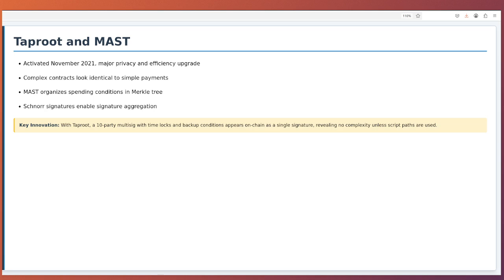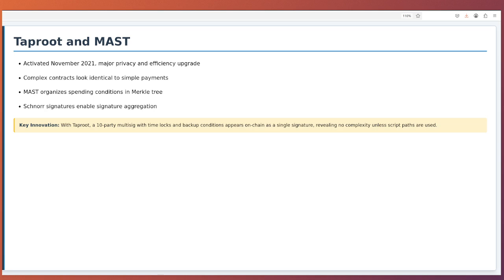Taproot outputs commit to a public key and optionally to a Merkle tree of alternative spending scripts. In the simple case where parties cooperatively agree, spending just requires a signature from the committed key, appearing exactly like a regular payment. Nobody can tell if the output could have been spent through complex alternative conditions. If parties cannot cooperate, any script from the Merkle tree can be revealed and executed, but only that specific script branch is revealed, not the entire tree.